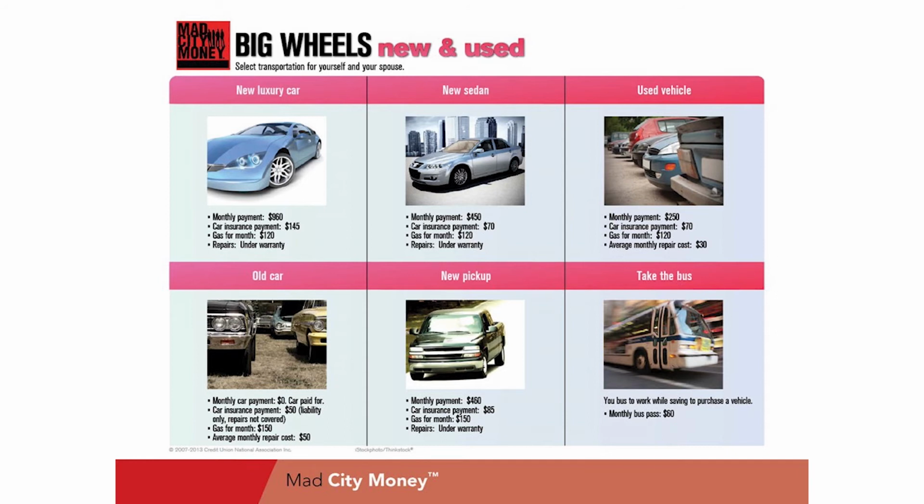An older car, it's paid for, so you don't have a monthly payment. However, you do have car insurance and gas and your average repair cost. A new pickup, you're looking at $460 a month. Or you can take the bus, and that's only a $60 a month bus pass. So you can make that selection yourself based on your budget. And I will pause here so that you can do that.